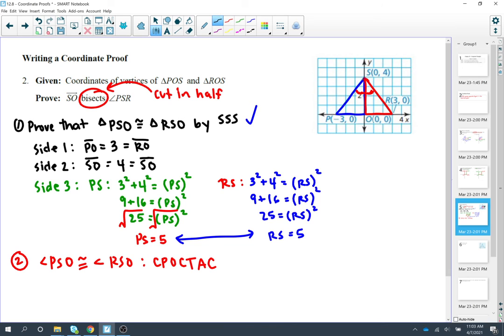So now if I know that those two angles are congruent, remember we're trying to prove that SO bisects that angle, which means cuts it in half. Well, if the two sides are equal, then I know it's been cut in half. So now I can conclude that SO bisects angle PSR. And my reason is because of step 2, I know that those two angles are congruent.